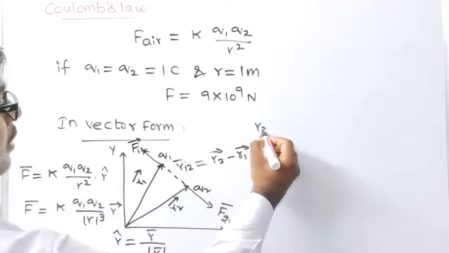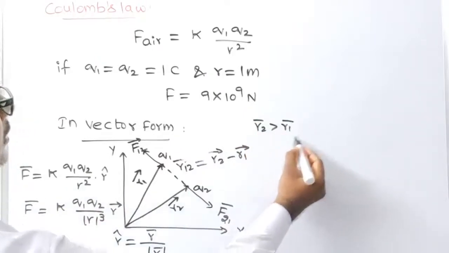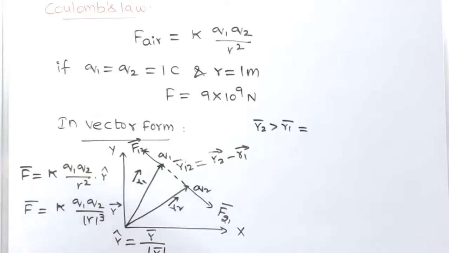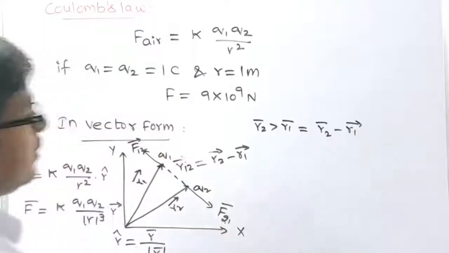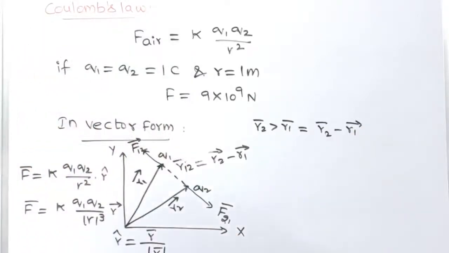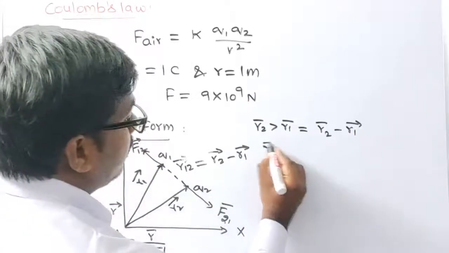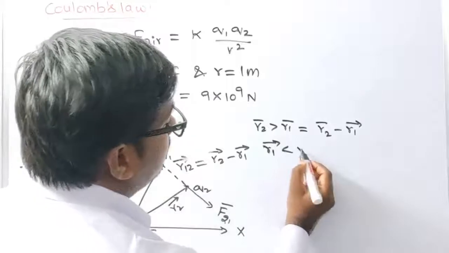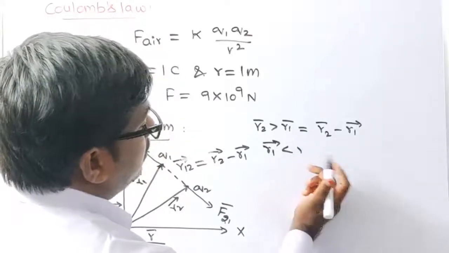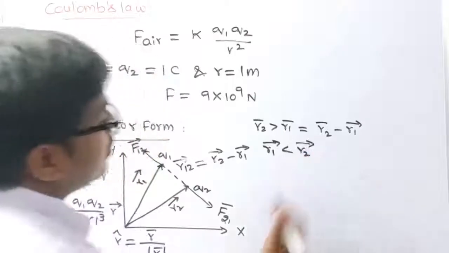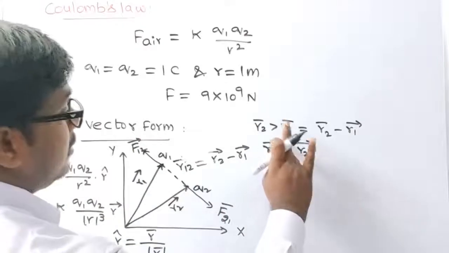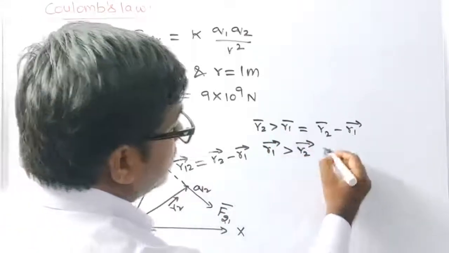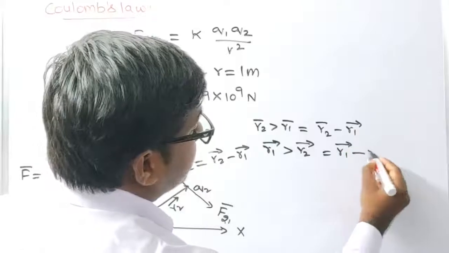If r2 is greater than r1, that is equal to r2 bar minus r1 bar. If r1 bar is greater than r2, that is equal to r1 bar minus r2 bar.